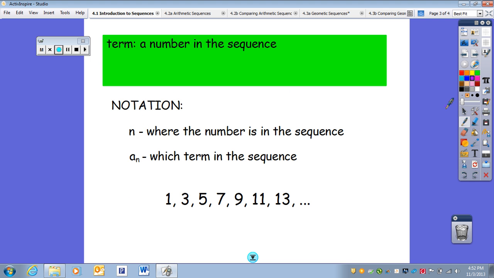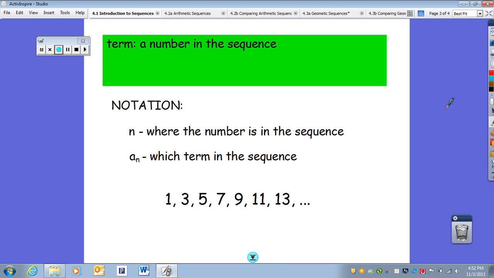A term is a number that is in a sequence. There will be some special notation that we will be using throughout this portion of the unit. When you see the letter n, that variable stands for where the number is in the sequence. And when you see a sub n, or a with a little lower n, that is which term in the sequence you're at.